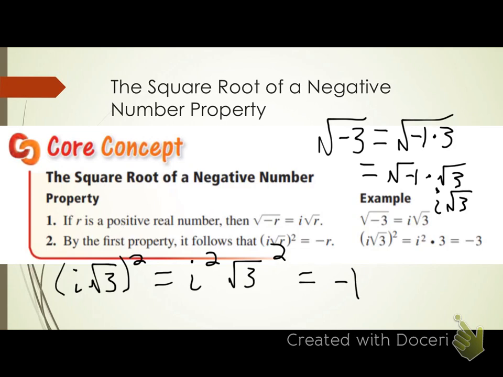And then if I square a square root, the square and the square root cancel. So that just becomes 3. So negative 1 times 3 is negative 3. So that's how that's broken down.